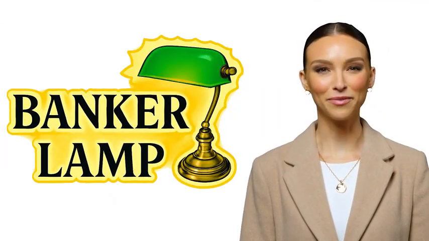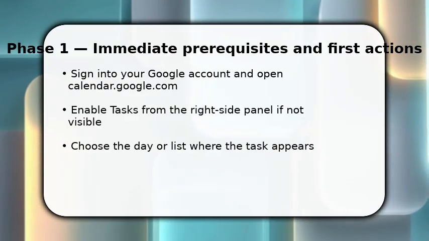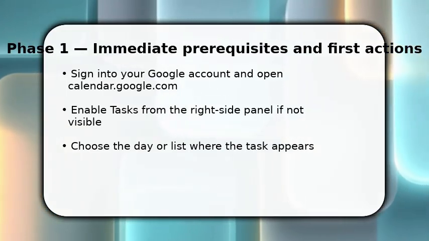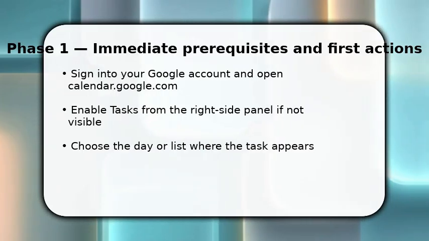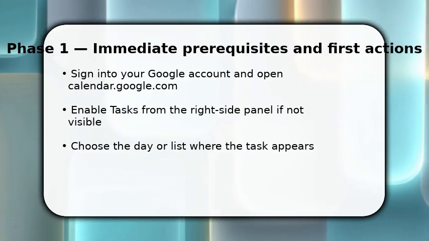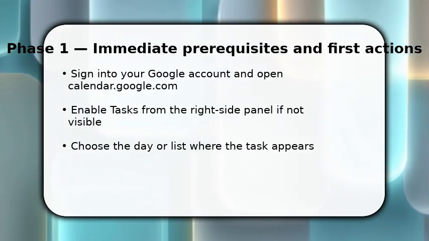Please enjoy the video. You start by opening Google Calendar and confirming you're signed into the correct Google account. This ensures changes sync. Once done, reveal the right side panel and enable tasks if it's hidden. Tasks must be active to change colors.